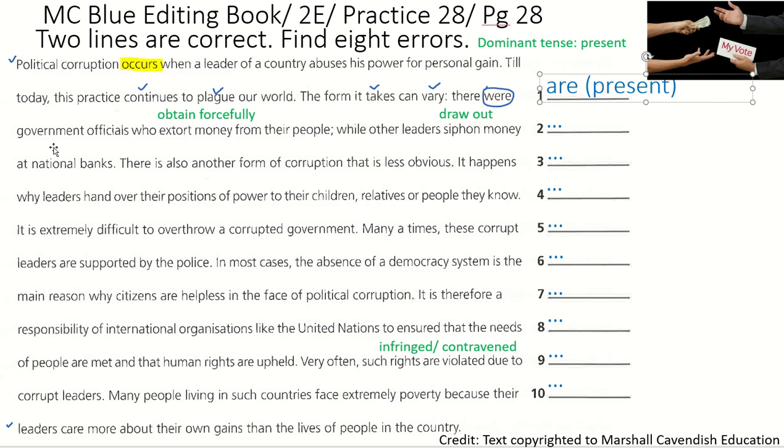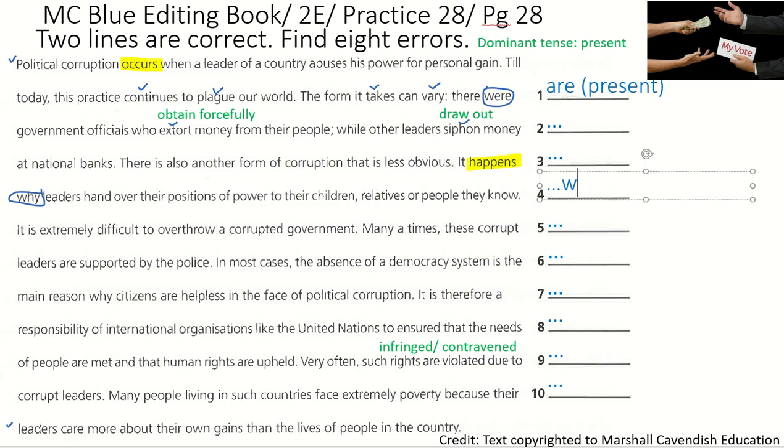Let's continue. Government officials who extort, that's correct. Other leaders siphon, correct. At National Bank, there is another form of corruption that is less obvious. It happens. Seems correct. This line seems correct. So let me just move on, okay? It happens. Why? We're talking about something that is happening. Okay. So is it why happens? When? Okay. When.